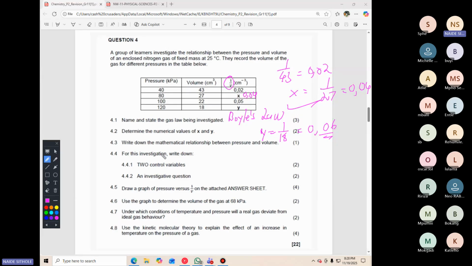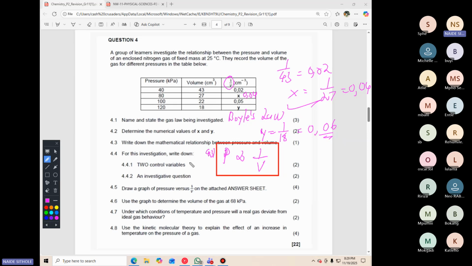Write down the mathematical relationship between pressure and volume. We know that pressure is inversely proportional to volume. So this is how you write it as a mathematical relationship. Once you get 1 over something, it means inversely proportional. So that's your 4.3. Pressure is inversely proportional to volume.